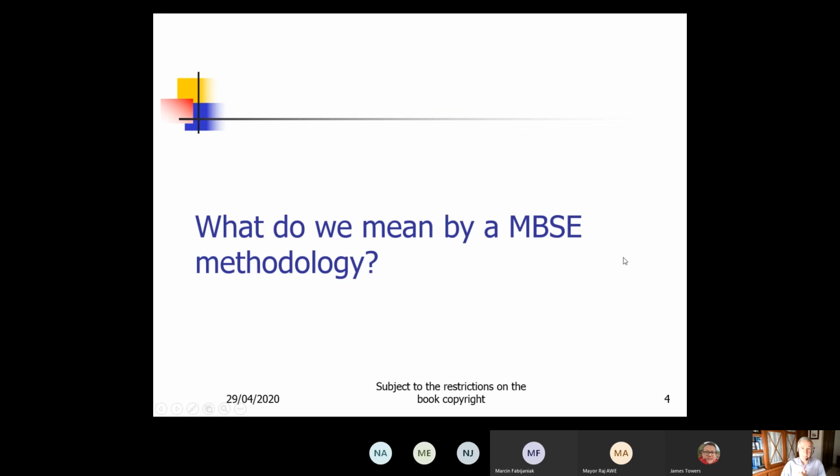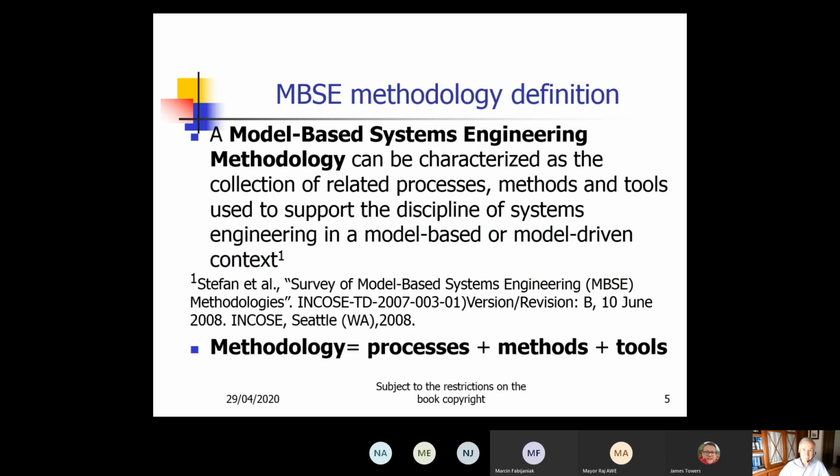What do we mean by a model-based systems engineering methodology? There is a very good document by INCOSE that was coordinated by Jeff Stefan. In this document, they define a model-based systems engineering method as a collection of related processes, methods, and tools. So we have processes, steps to produce the outcomes. We have best practices or methods, and we have tools.